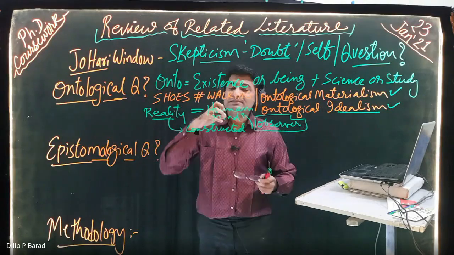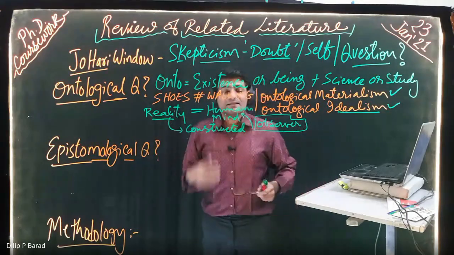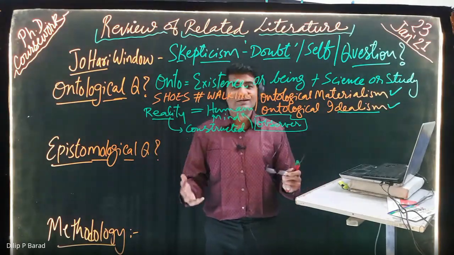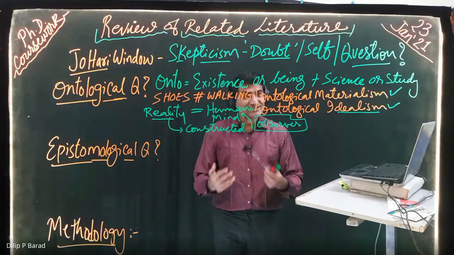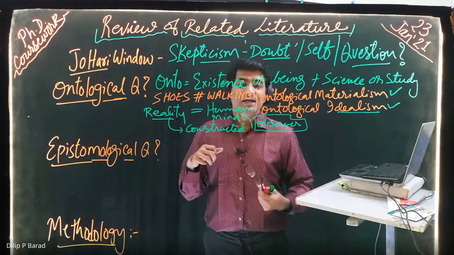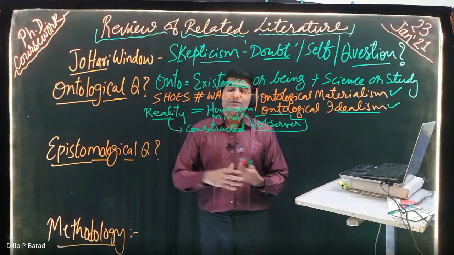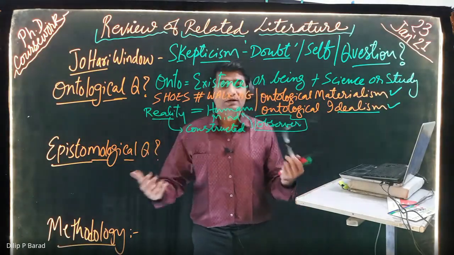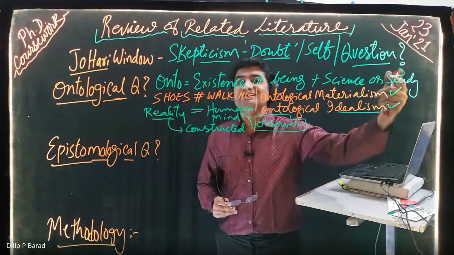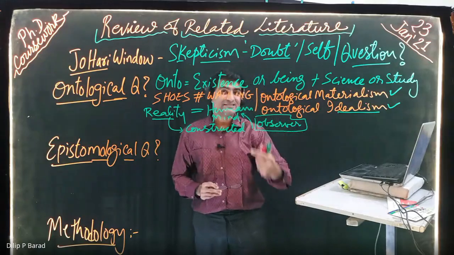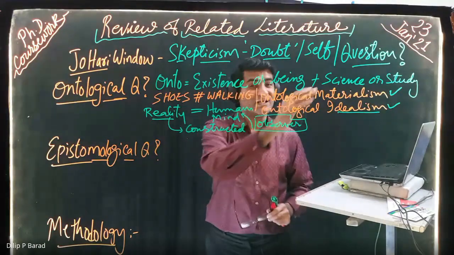Now, when we say there is nothing else, it is like saying that I have not seen America, so America does not exist. Now, it is not so. Seeing is believing is fine, but there may be things which exist beyond our comprehension also. So we have to believe in both, ontological materialism as well as ontological idealism.